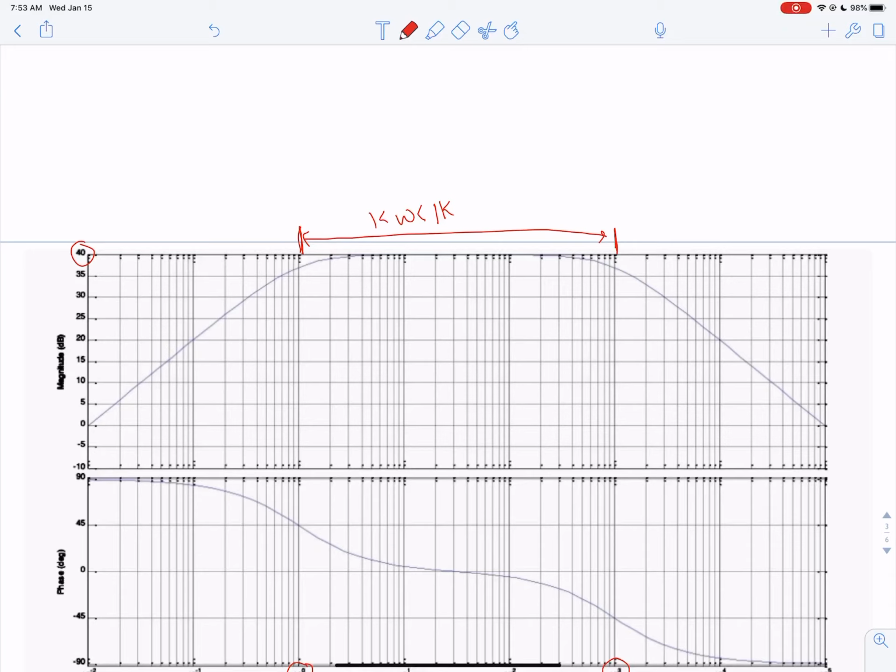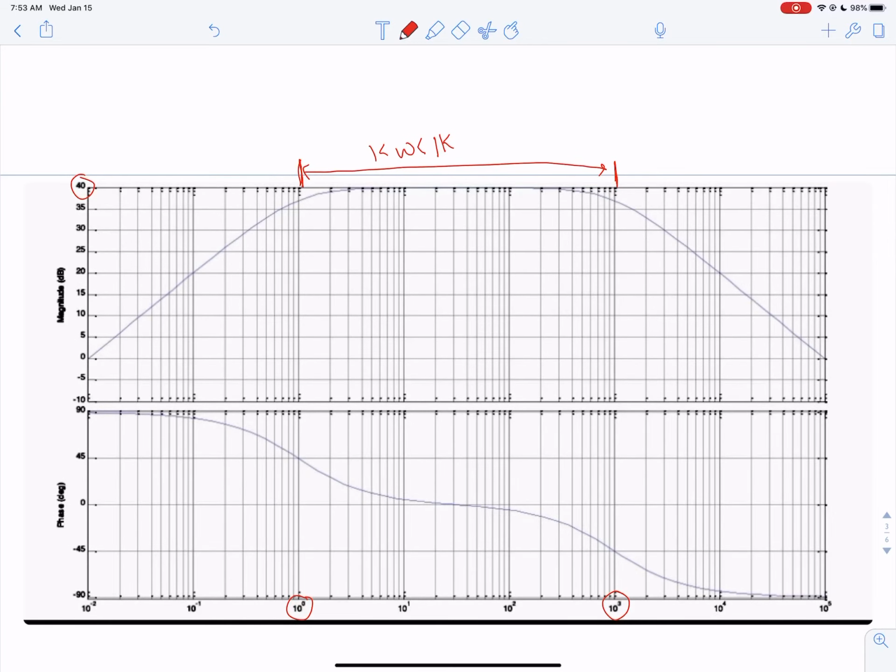I wanted to mention the difference between Matlab and the hand approximation that we've done. So this is an example from Matlab. We already discussed the operating region. What we notice here is if we did a hand approximation, we would actually find the value here to be 40 dB. The actual value is minus 3 dB less than that, so that's going to be a value of 37 dB.